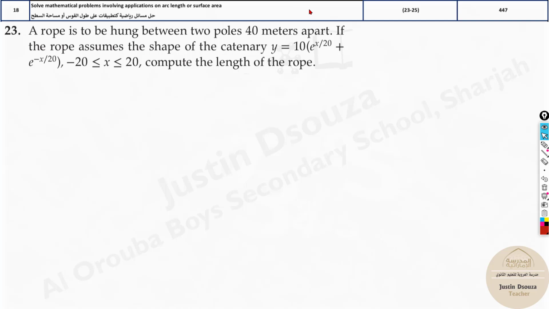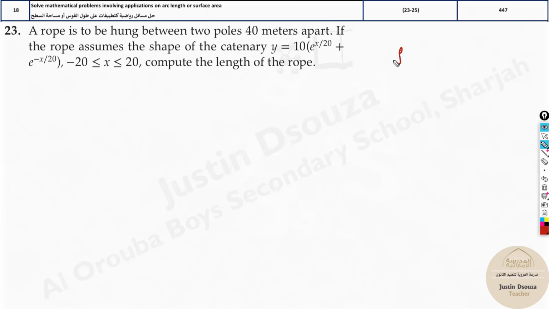Now let's solve some more problems here. Again, it's all the same thing, but over here it's just that the rope is 40 meters and the limits are minus 20 to 20. Then they have given the catenary equation here, that is y is equal to 10 e to the power x by 20, and same thing. So let's directly solve it.